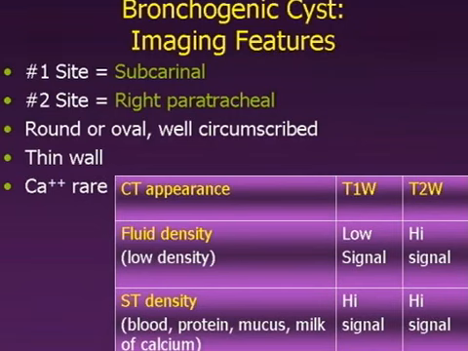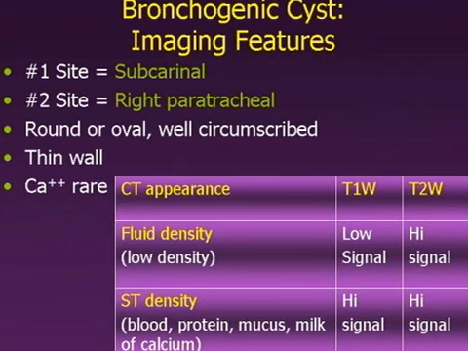Imaging features. The number one site in the middle mediastinum is the subcarinal region, with the right paratracheal region being the second most common. They're round or oval in shape and generally very well circumscribed. They're thin-walled, particularly if they're not infected. Calcifications are rare, but occasionally happen.